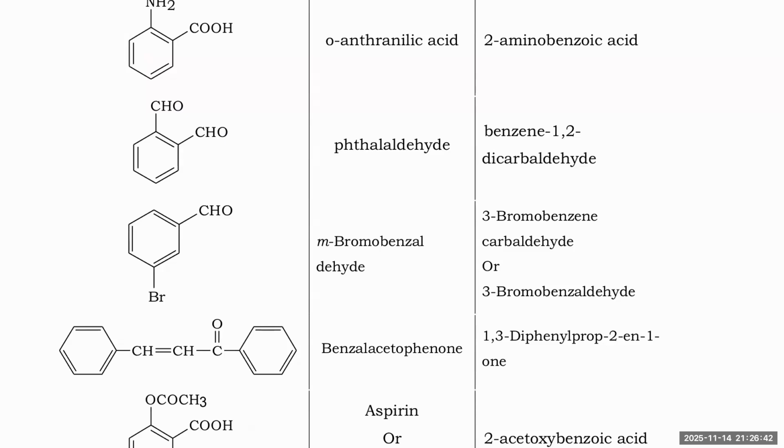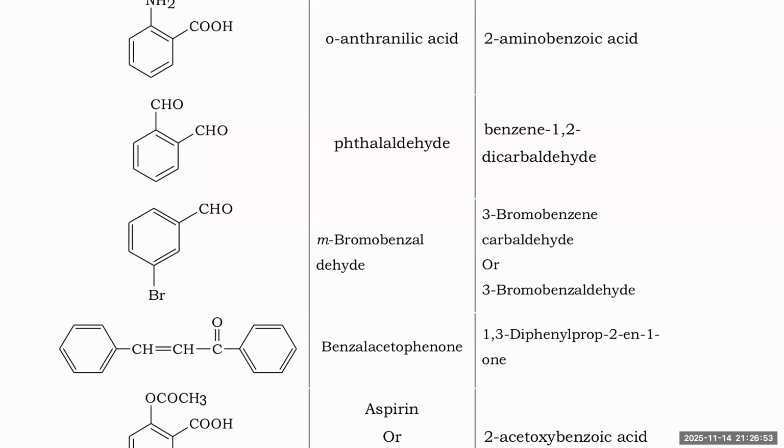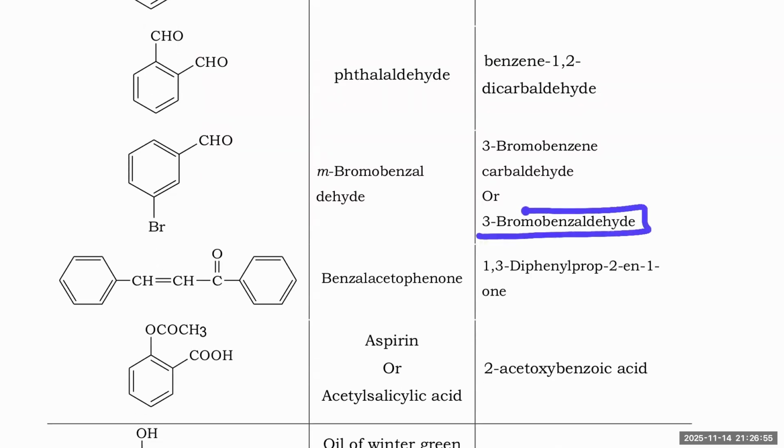Okay. If you have one CHO, it is called m-bromobenzaldehyde, right? Or it is 3-bromobenzene carbaldehyde. It is benzene carbaldehyde. IUPAC also uses this one, 3-bromobenzaldehyde. Got it?